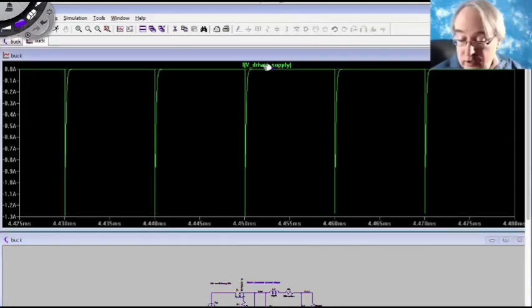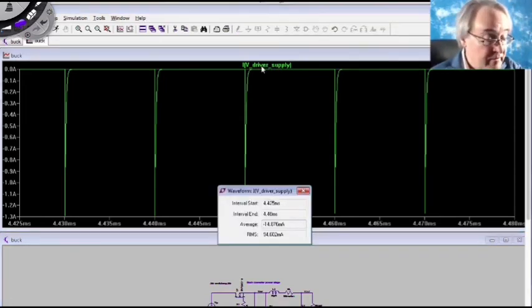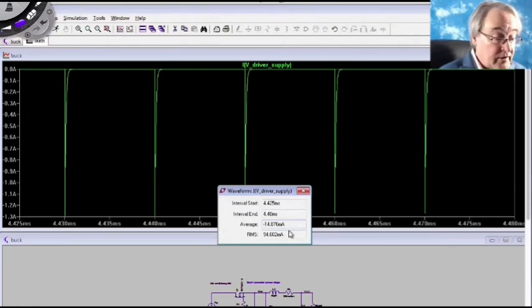So I will control click on that waveform, and here we see that there's an average current of 14.876 milliamps drawn out of the driver. That's the average value of the waveform. It's actually coming in spikes that are considerably higher. But the average current is the DC component of current, and the average power drawn out of the gate driver supply then would be this average current multiplied by the gate driver voltage of 12 volts.